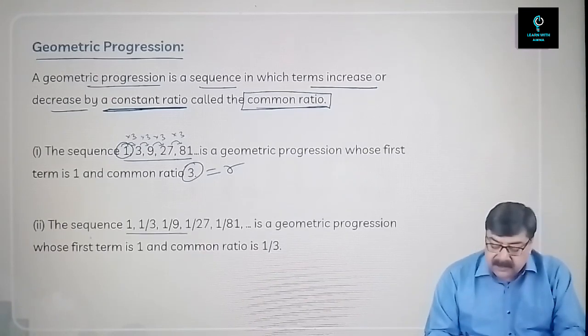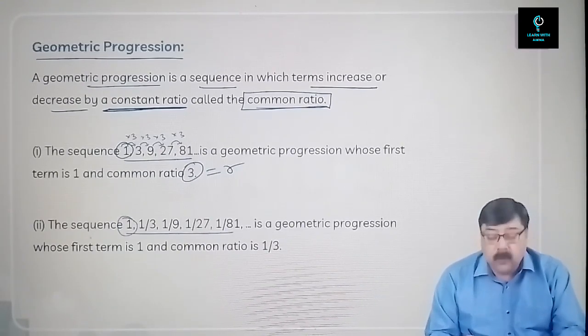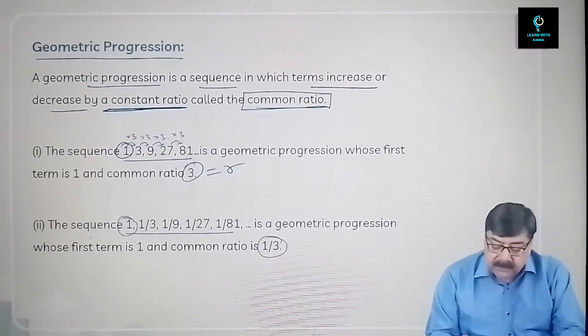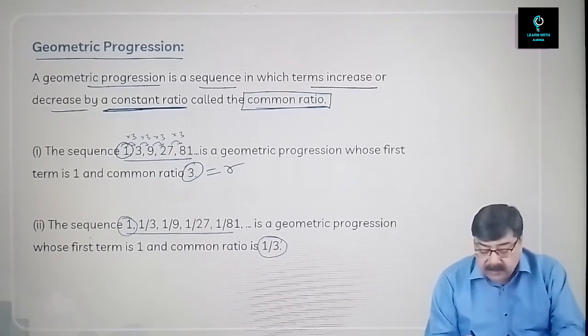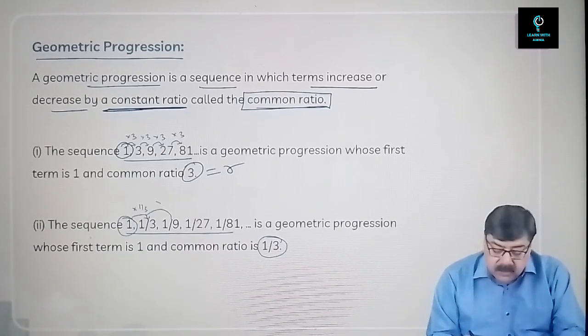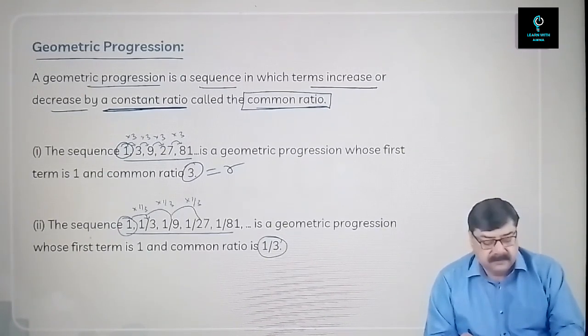Now in this sequence, as we can see, the first term is 1 and the common ratio is 1 by 3, because 1 into 1 by 3 is 1 by 3 and 1 by 3 into 1 by 3 is 1 by 9, which again multiplied by 1 by 3 gives us 1 by 27 and so on.